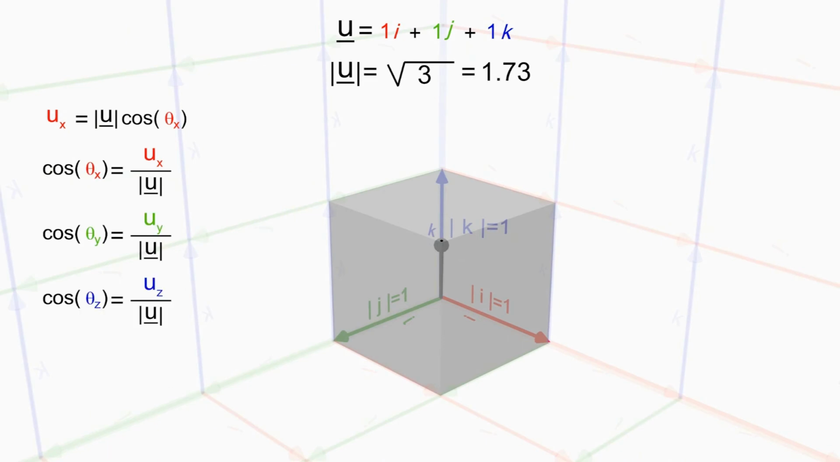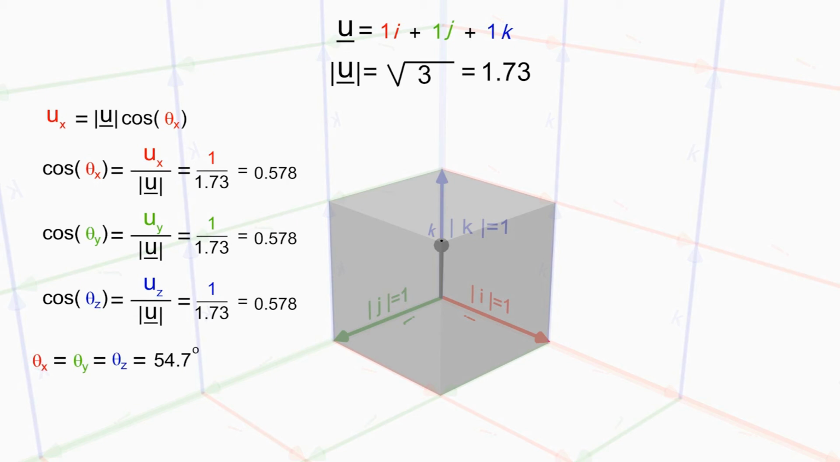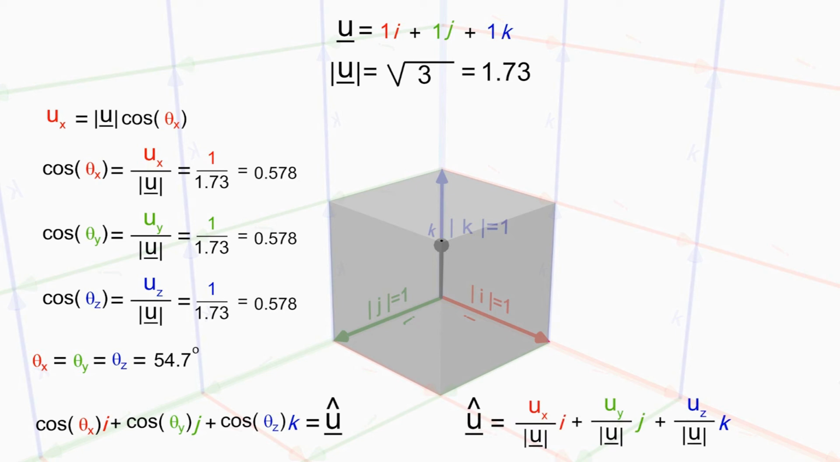The ratio between each of the three components and this vector represents the cosine of the angle between this vector and the xyz coordinates. Notice that we have 3 direction cosines for each 3D vector, while we will have 2 direction cosines for a 2D vector. These 3 direction cosines will represent the unit vector. Notice that the amplitude of any unit vector will always be 1.